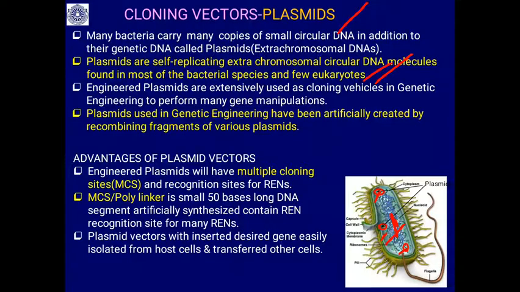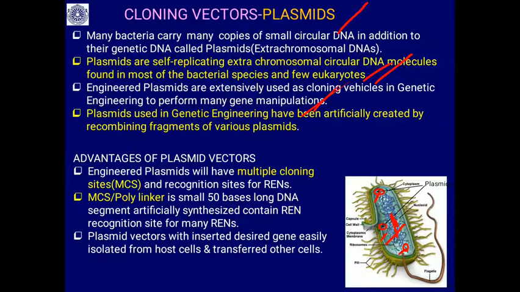So engineered plasmids are extensively used as cloning vehicles in genetic engineering to perform many gene manipulations. This is exactly how we purchase a cloth and we can stitch it into different types of things. We can make a bag out of that, we can use it as a bed sheet, we can stitch it into a dress, so many things. Likewise with the plasmid, we extract the plasmids and then we can add many features, and this is called engineering. So the engineered plasmids are extensively used as cloning vehicles in genetic engineering to perform many gene manipulations.